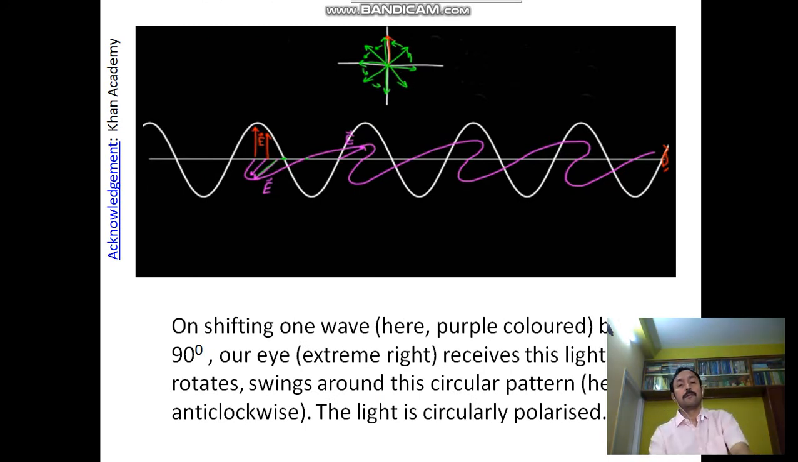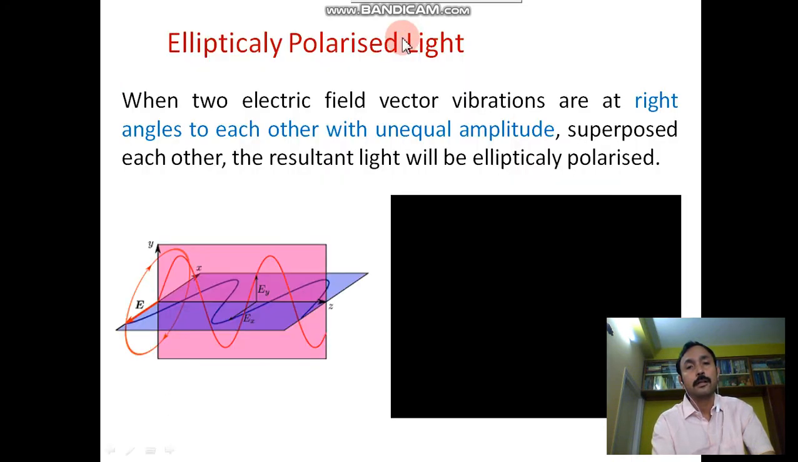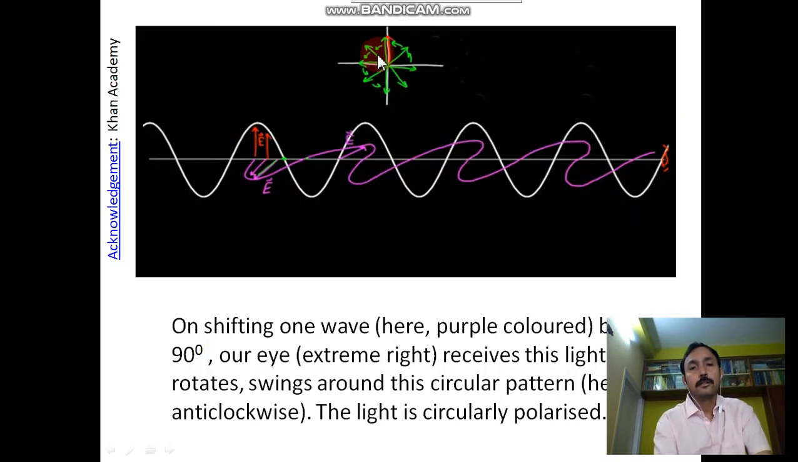Now come to this picture. On shifting one wave by 90 degrees, here the purple wave is shifted by 90 degrees. This is our eye. Our eye receives the light, which rotates. How? At this point the electric field is along the same direction. Here E is 0. Now E for the purple one is increasing and so on.